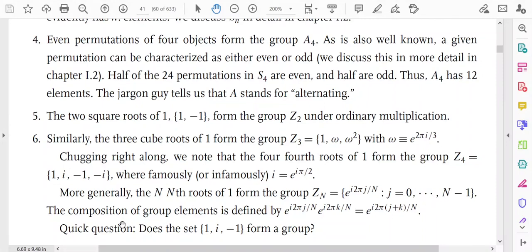And how is the composition of the group elements defined? The composition is defined in this way. For example, if you take any two elements, suppose e to the power i 2 pi j by n into e to the power i 2 pi k by n, then the product will be defined as e to the power i 2 pi into j plus k by n. So this is the composition.